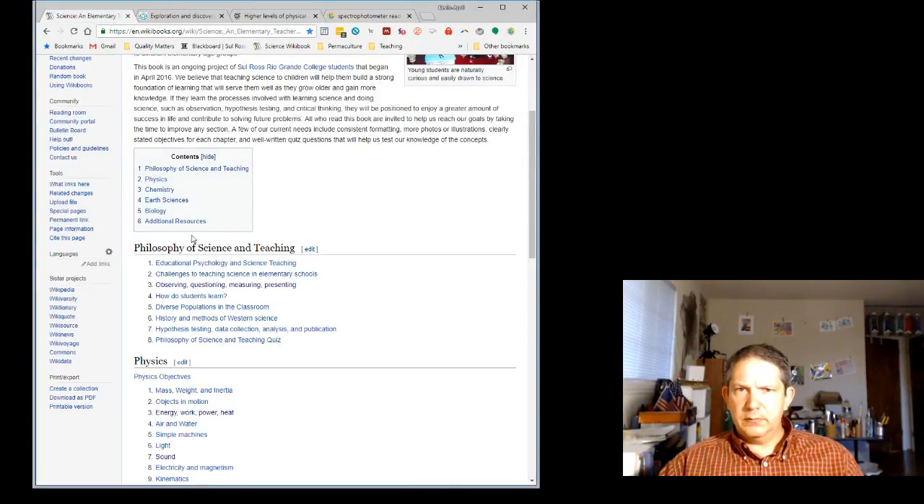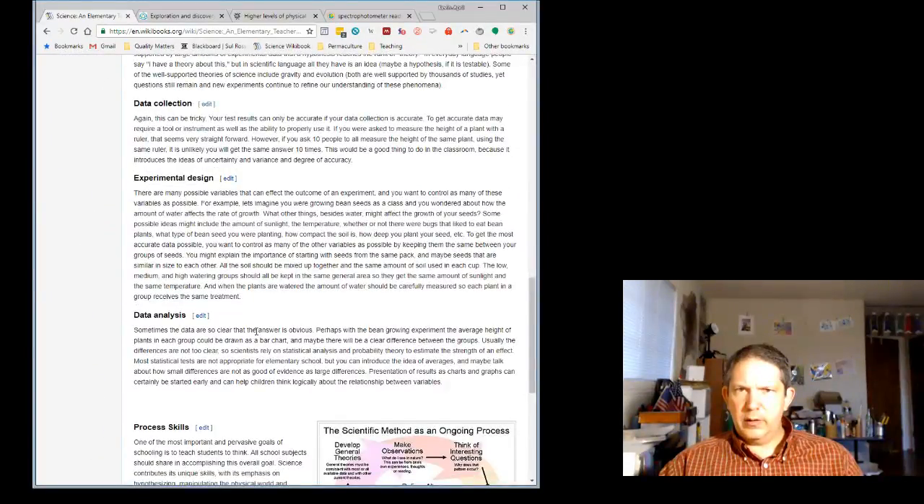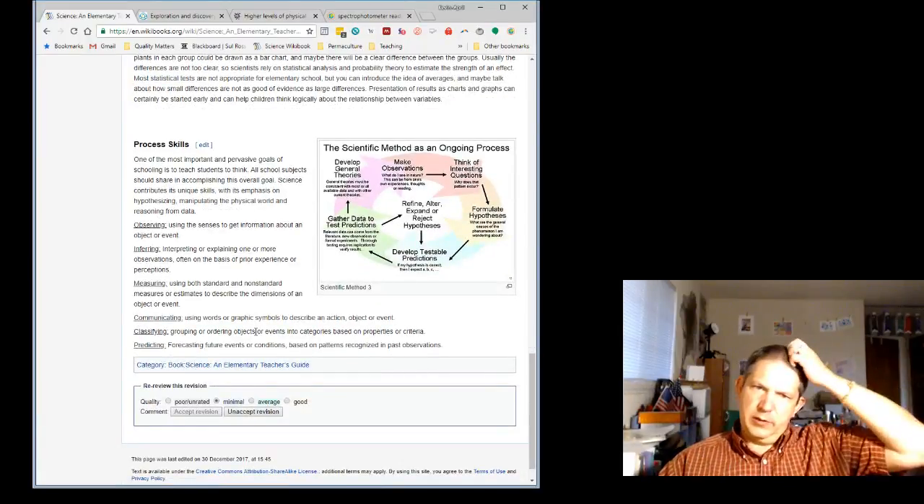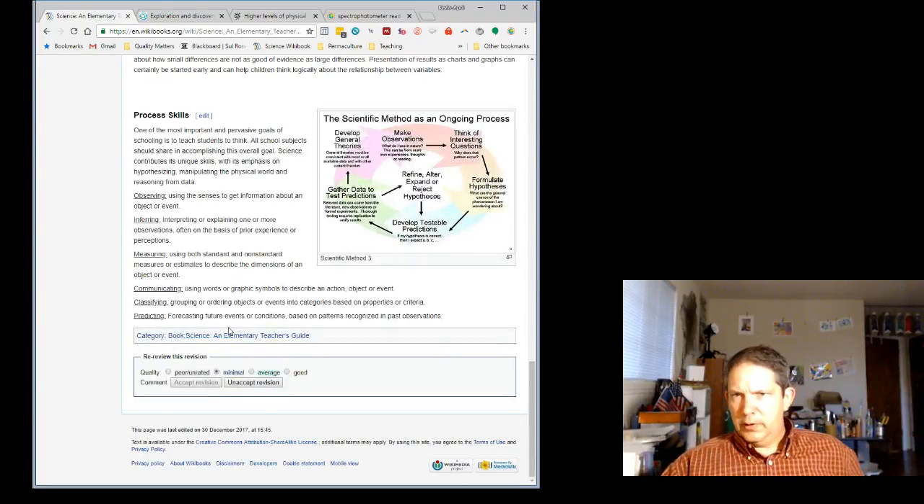And we have a section on this. Methods. Scientific method. Data collection, experimental design, process skills. Observing, inferring, measuring, communicating, classifying, predicting. At least from what we have in our little book here. We kind of covered a lot of these things.